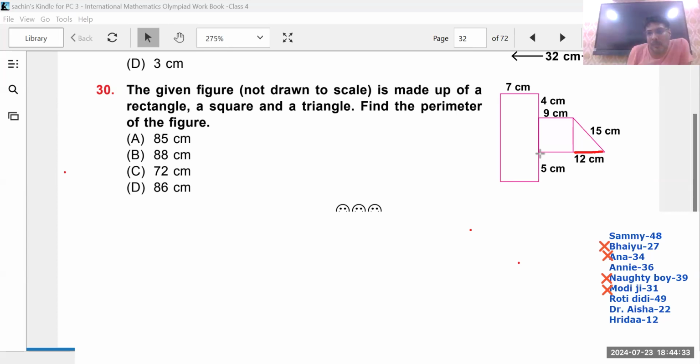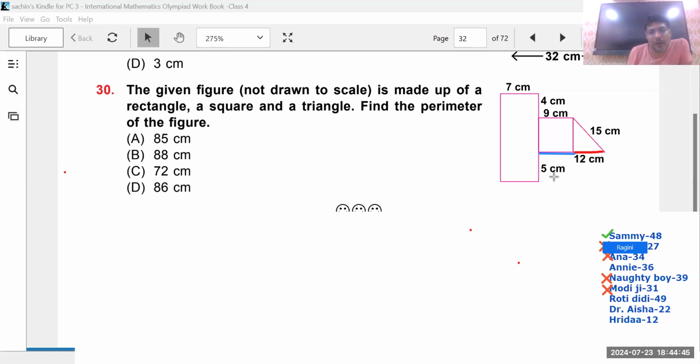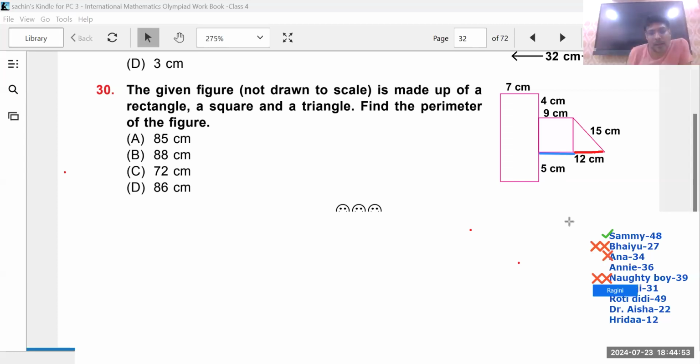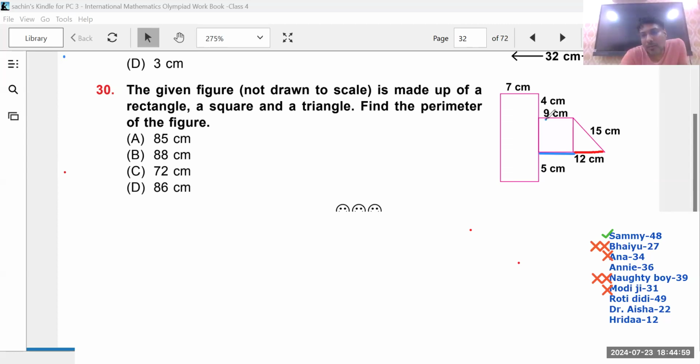Dr. Aisha, what will be the measure of the blue line? Sir, first I sent my answer, then I mistakenly typed something. 5 centimeter. No, beta, it will not be 5. Rida, what will be the length of this blue line? Sir, can I tell? Yeah. 17 centimeter. No, it's not 17. It is 9, because this is a square. This will be 9.